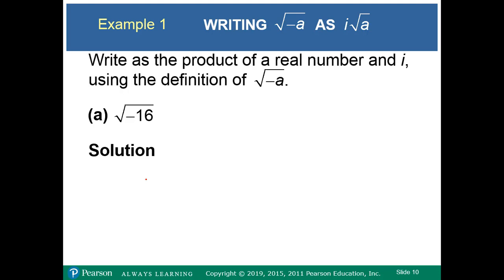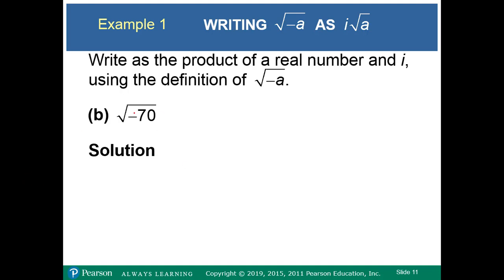So let's look at this example. So A says we want to write the square root of -16 as an imaginary number. We want to simplify it using i. Okay. So what we do is we rewrite the -16, the negative part. So this is -1 times 16. And then we split it into the square root of -1, which gives us i times the square root of 16. And the square root of 16 is 4. So we get 4 times i. And we're done.